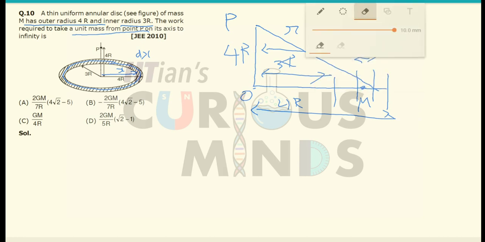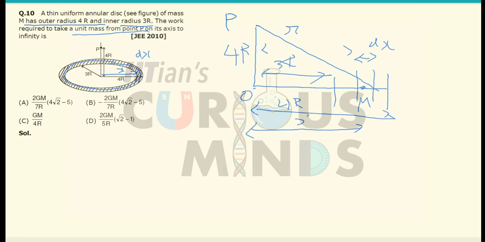I will draw the x below. This distance over here is r. The distance of the ring is x from the center of the bigger ring. Now we have to take this body from point P to infinity. So let me directly find the potential energy. The potential energy for a point mass will be given as GMm divided by r.